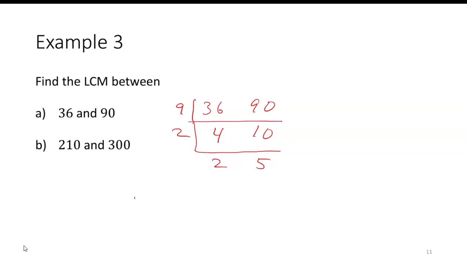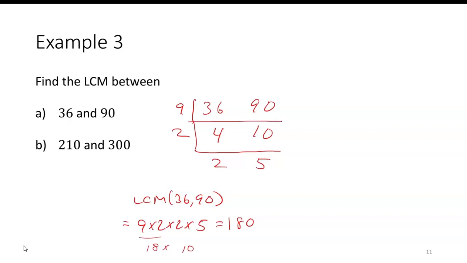So the least common multiple of 36 and 90 would be 9 times 2 times 2 times 5. So that's going to be 9 times 2 is 18. 2 times 5 is 10. So that's 180. So the least common multiple of 36 and 90 is 180.